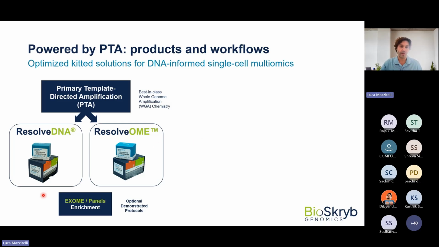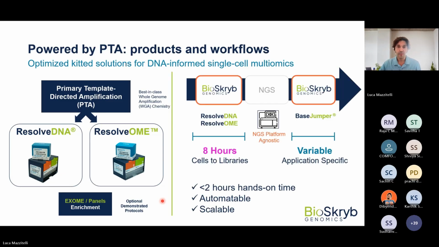Both kits are compatible with enrichment. If you want to save money on sequencing, you can do enrichment for exome or targeted panels, and we do have optional demonstrated protocols that are compatible, for example, with Twist or IDT panels. The workflow from isolated cells to libraries is about 1 day, 8 hours. There are stopping points. You can stop in the middle of the workflow and resume the day after. But in general, this is something that has been optimized to be done in 1 day.